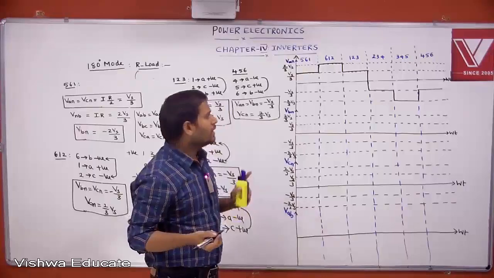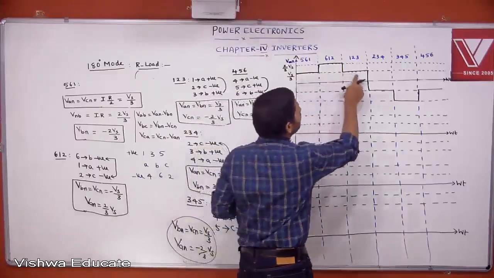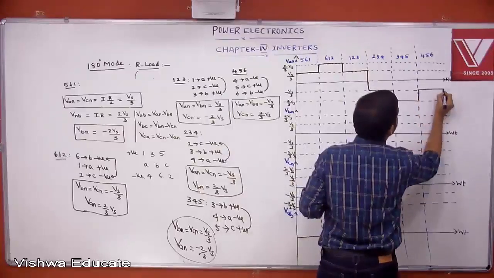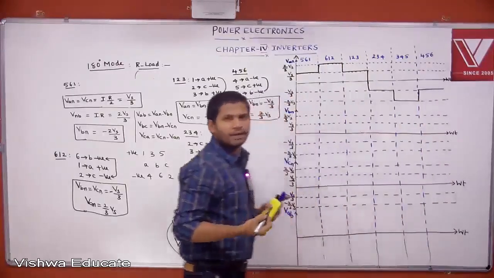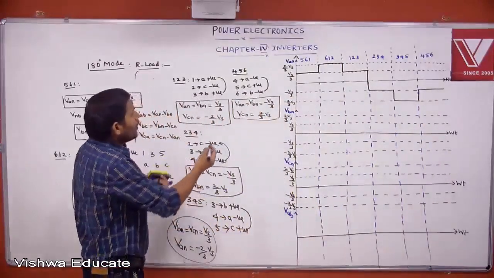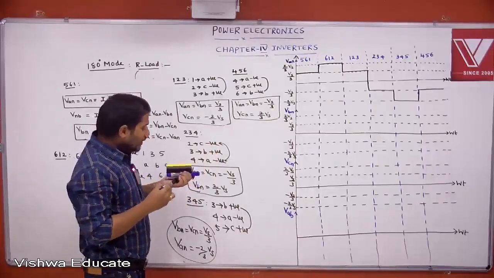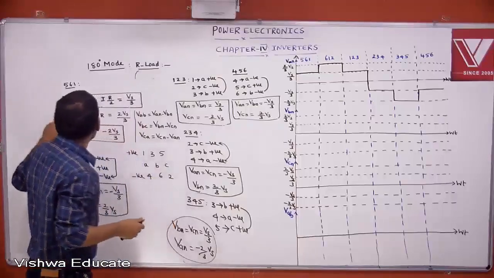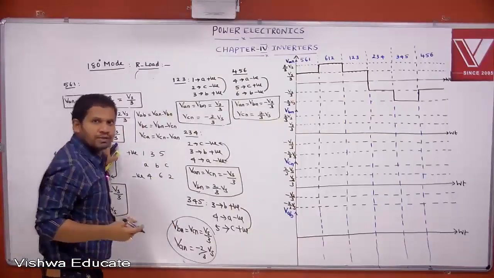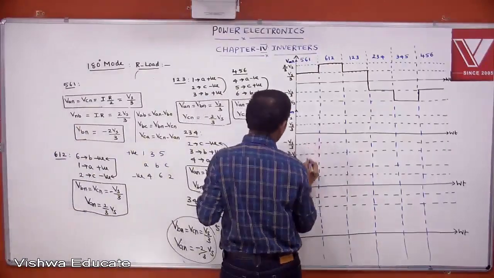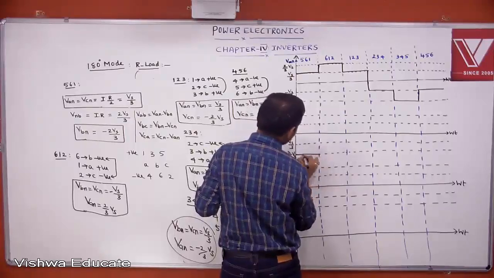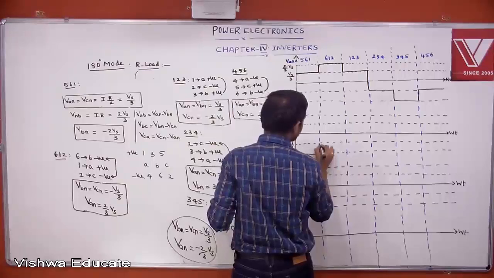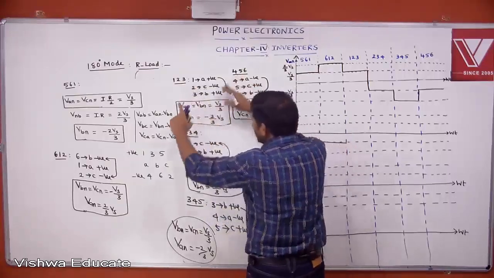Okay. This is one cycle. 60, 120, 180, 240, 300, 360. This is one cycle. Okay. Now, we want to draw the B phase voltage. If you draw the B phase voltage wave shape, 561 is conducting. What is the B phase voltage? Minus 2 by 3 Vs. 612 is conducting. What is the B phase voltage? Minus Vs by 3. Like this, you take all these values.